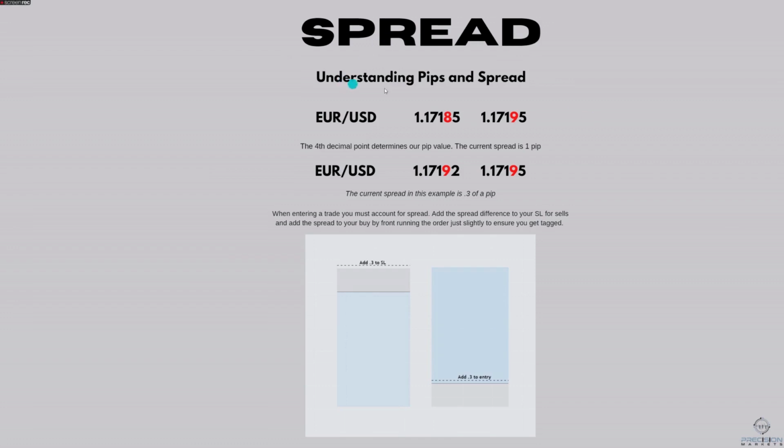Spread. Understanding pips and spread. So let's say Euro USD is at 1.17185 and it goes to 1.17195. That means Euro USD has moved a pip. That's a full pip. The fourth decimal point is a pip. Now the fifth decimal point is a decimal point of a pip. So if we go from 0.92 to 0.95, that's 0.3 of a pip.